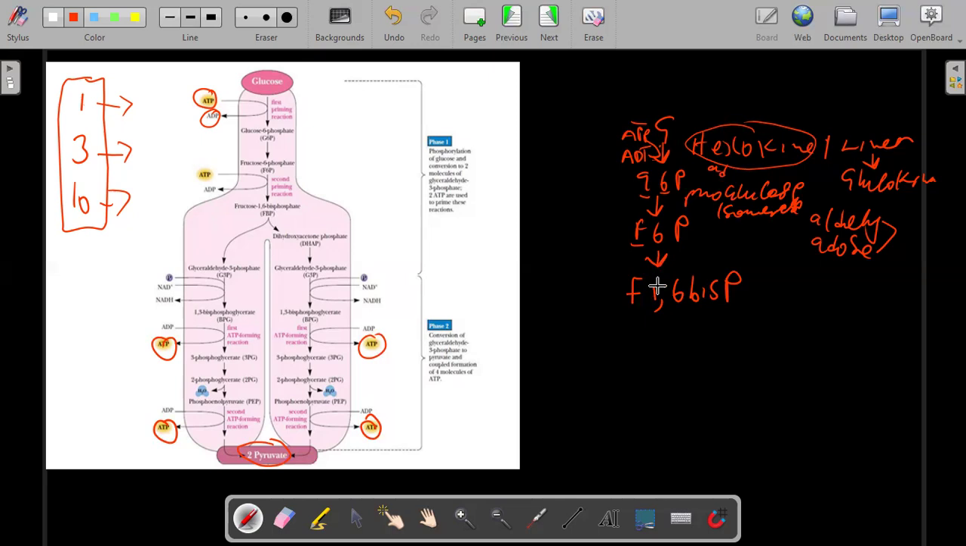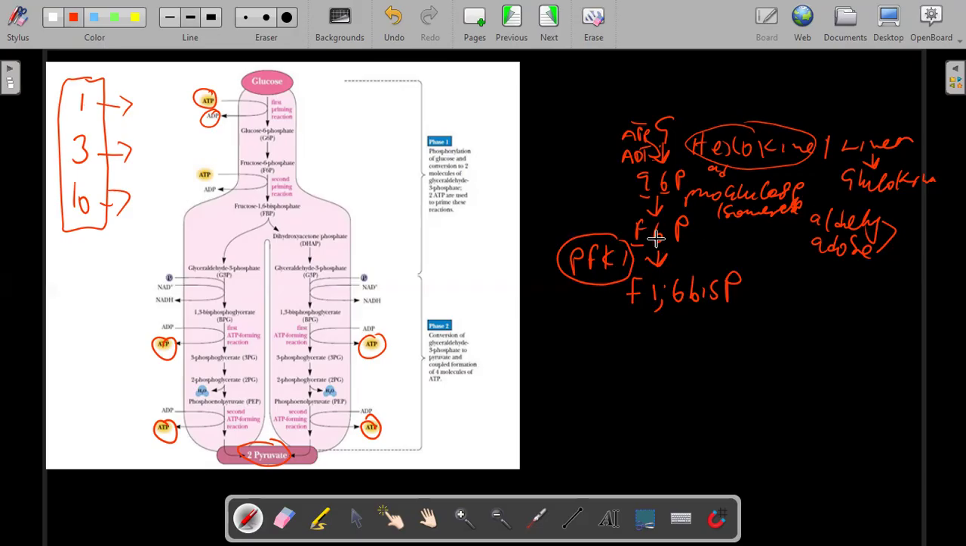That's the next step. The enzyme converting fructose 6-phosphate to fructose 1,6-bisphosphate is also a regulatory enzyme, and we call it phosphofructokinase 1. So make sure you know this enzyme as well, apart from the enzymes in the first step. This one is also important. It's also a regulatory enzyme, the same as hexokinase and glucokinase there.